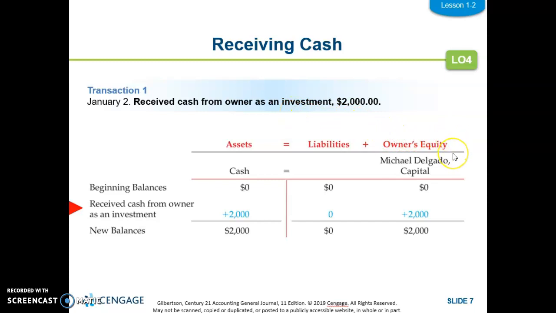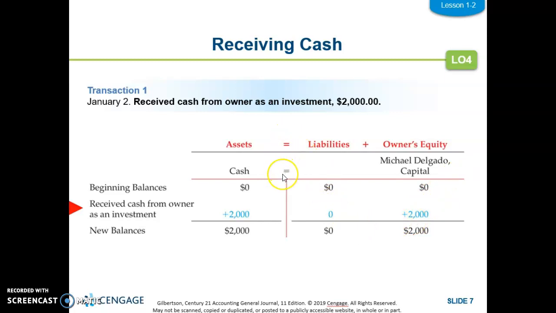Now, as an investment, the owner just invested money into the business, so that is part of the owner's equity. And the account title we give for that is called Michael Delgado Capital. Michael Delgado would change whatever the owner's name would be, but it is the capital account, and he invested money in the business, so his capital account is increasing by $2,000.